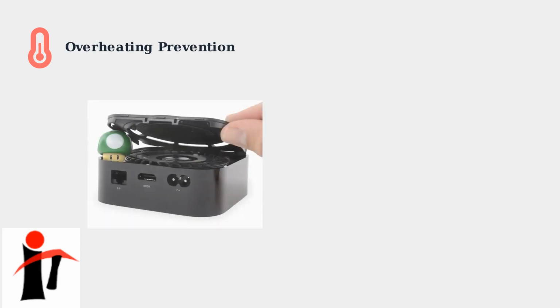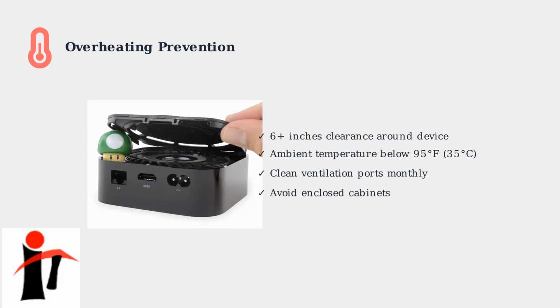Overheating is a common cause of power issues, especially in older Apple TV units. When the device gets too hot, it may shut down automatically to protect its internal components. To prevent overheating, ensure your Apple TV has at least 6 inches of clearance on all sides. Keep the ambient temperature below 95 degrees Fahrenheit and clean the ventilation ports monthly to remove dust buildup.